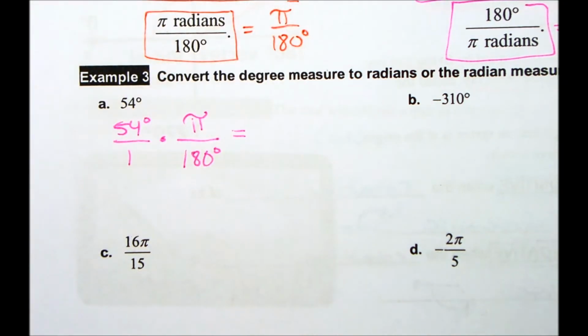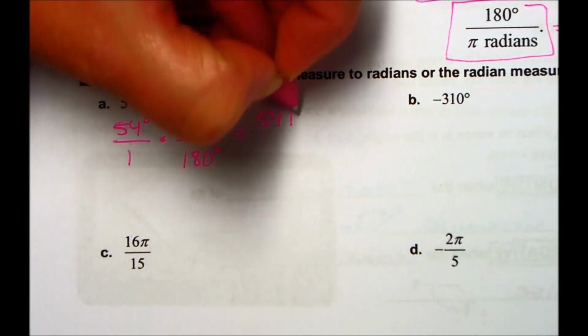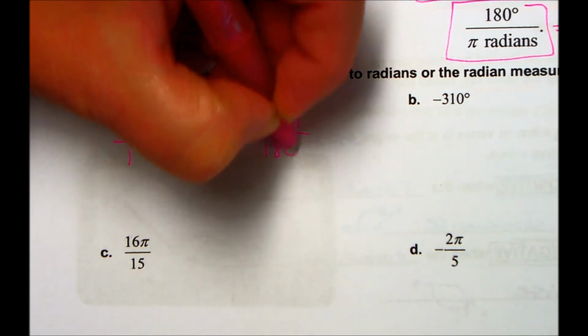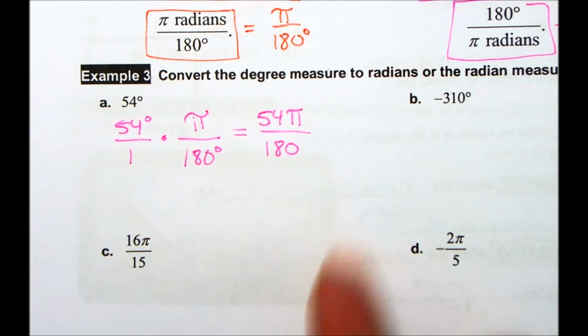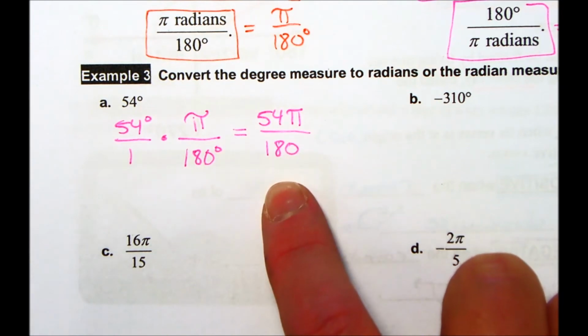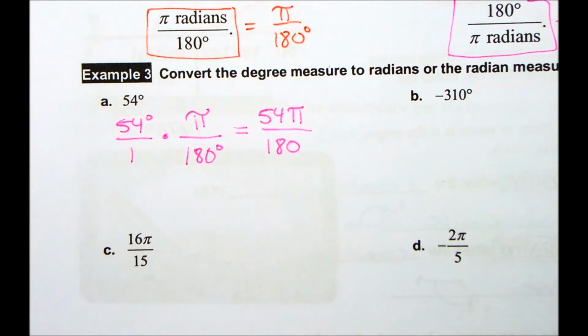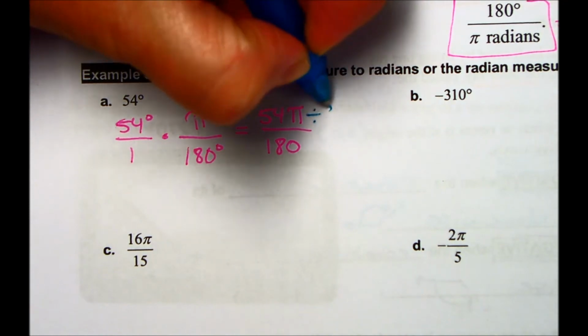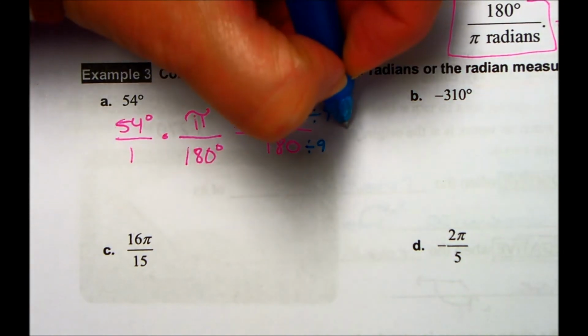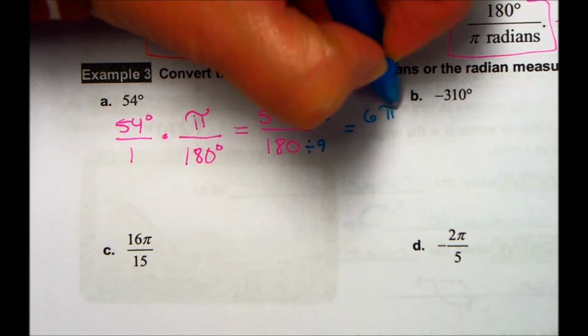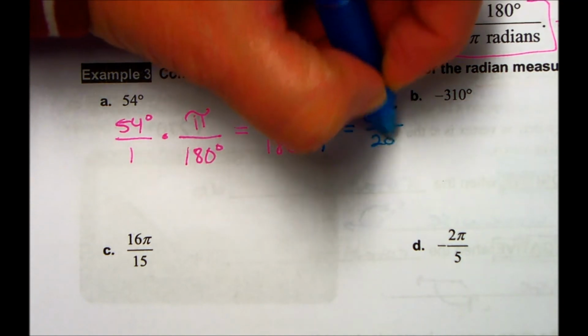Now if we multiply across, we would get 54 pi over 180. But you don't want to necessarily leave it as 54 over 180. You want to reduce that. So think of a number that both 54 and 180 can be divided by. The first one that comes to my head is 9. So if I divide both the numerator and the denominator by 9, that's going to give me 6 pi over 20.